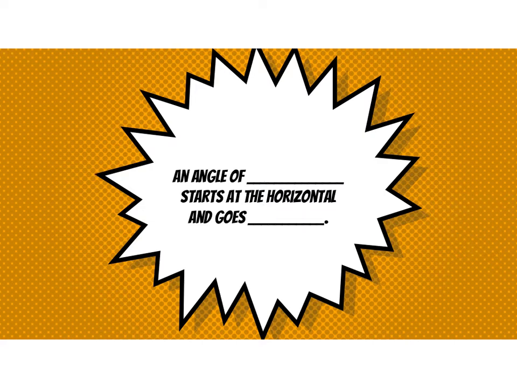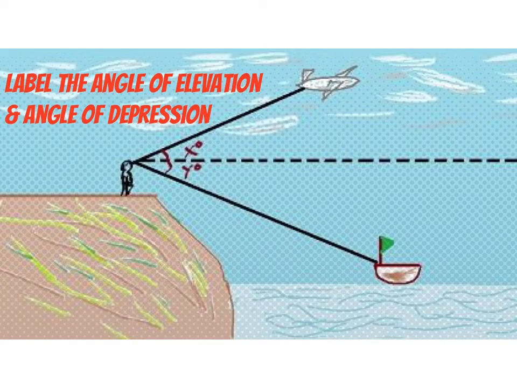We have the angle of elevation, which again starts at the horizontal, but this time it goes up. So this right here, X, would be considered our angle of elevation. Let's take a look at this picture, and we're going to label the angle of elevation and the angle of depression. So let's first look and notice we have this horizontal, and the amount that our head would have to look up to see that airplane, that would be the angle of elevation.